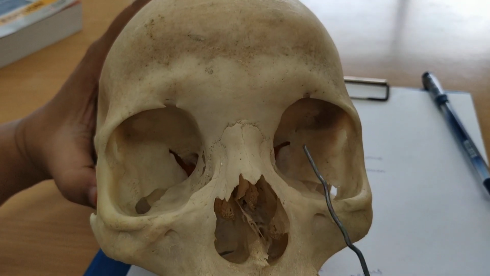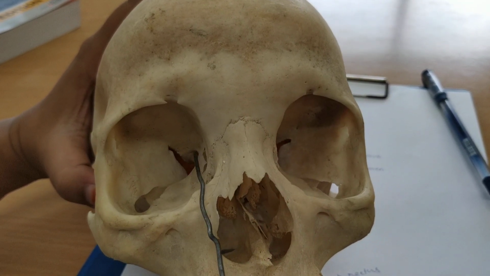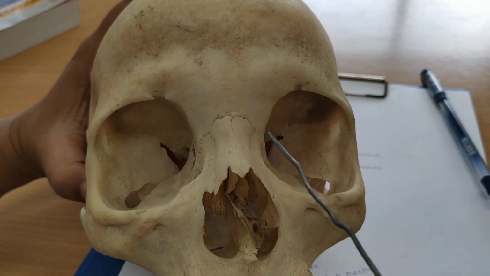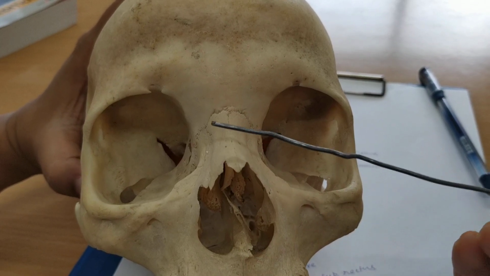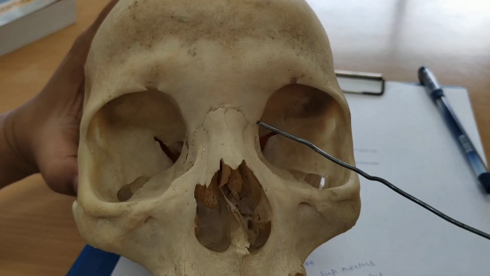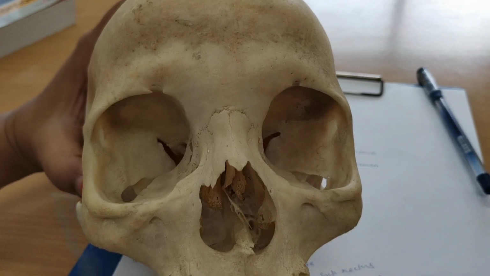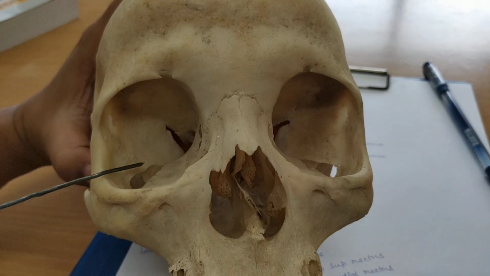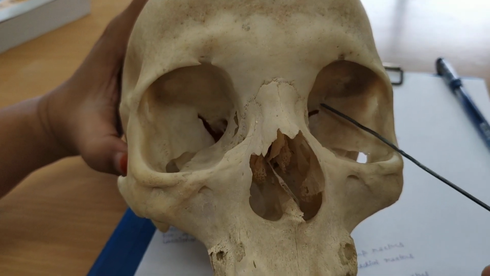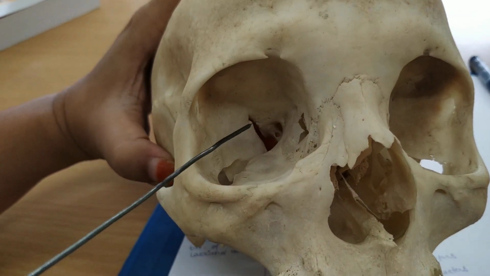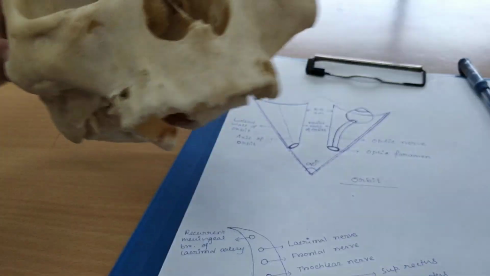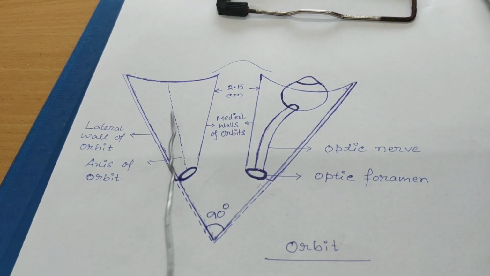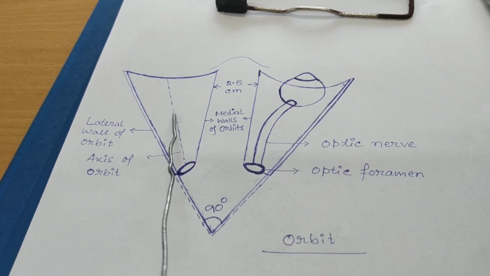The medial walls of both orbits are parallel to each other and are separated by the nose. They lie about 2.5 cm apart. And the lateral walls of the bony orbits are directed posteromedially and meet each other at a 90-degree angle. See this picture. These two are the bony cavities, the bony orbits.